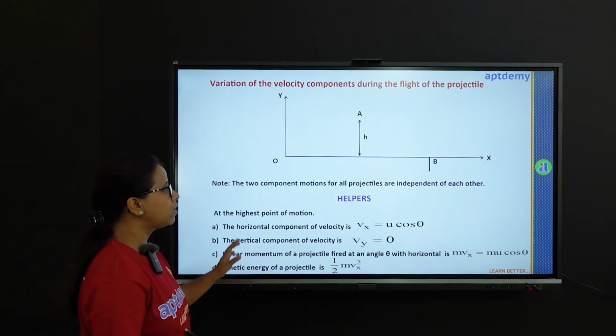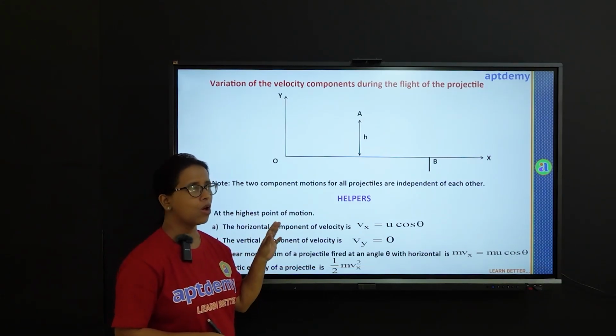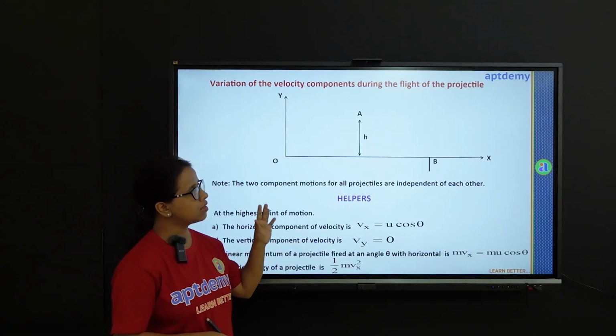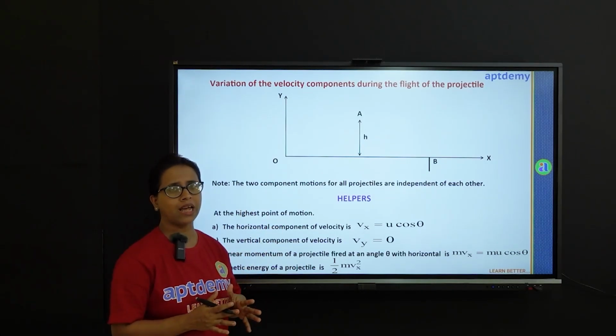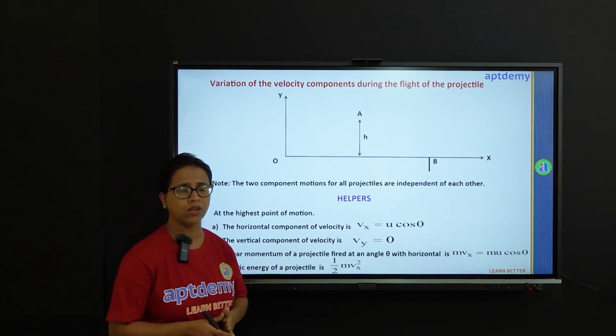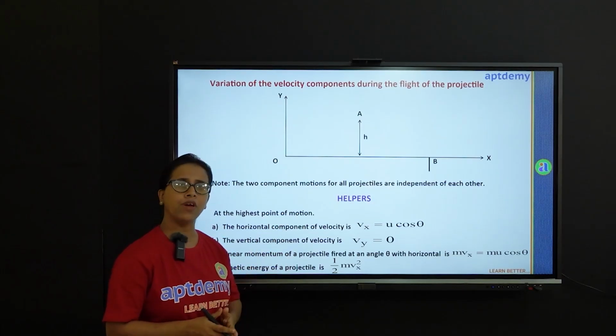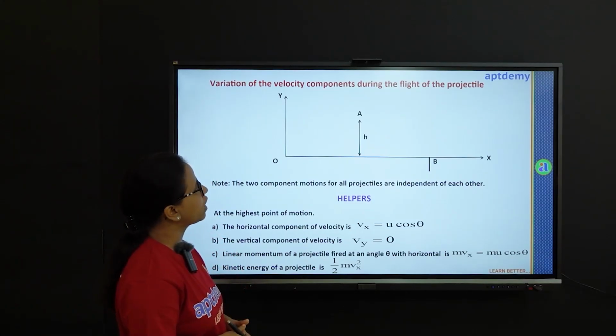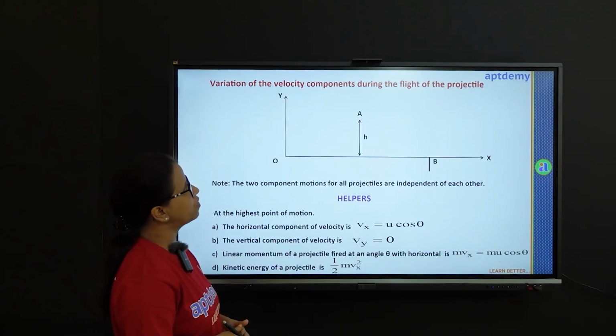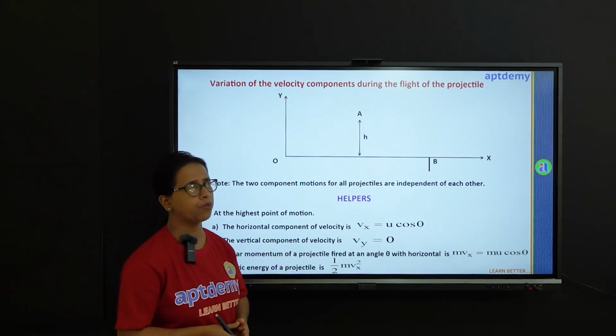Now this is another very important concept on projectiles. These concepts are to be very clear so that you can very easily crack the numerical problems associated, and also these concepts are very important for multiple choice questions. Now have a look at this drawing. Variation of the velocity components during the flight of the projectile.